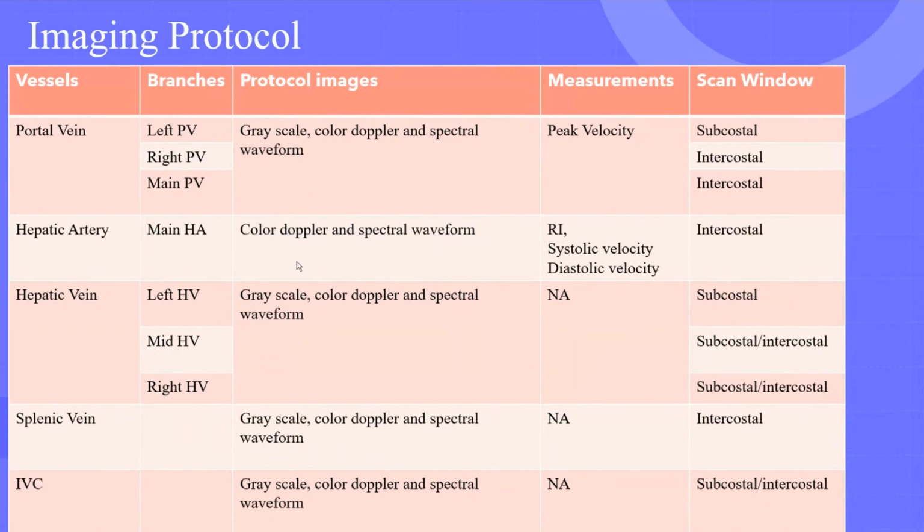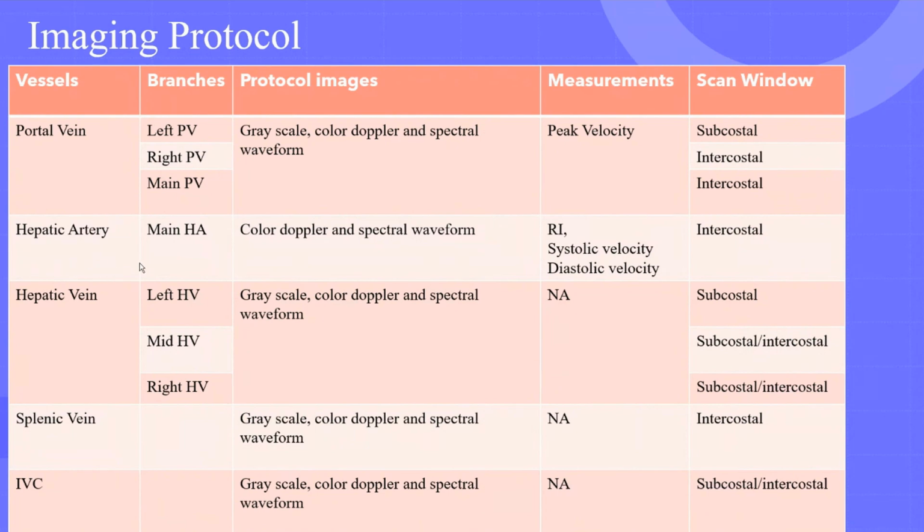For the portal vein, the left, right and main portal veins will be imaged with grayscale, color Doppler and spectral waveform. The peak velocity will be measured. The scanning window for the left portal will be subcostal, and for the right and main portal it will be intercostal. For the hepatic artery, we only assess the main hepatic artery. The color Doppler and spectral waveform images will be taken, and the measurements will be RI, systolic velocity, and diastolic velocity. The scanning window will be intercostal.